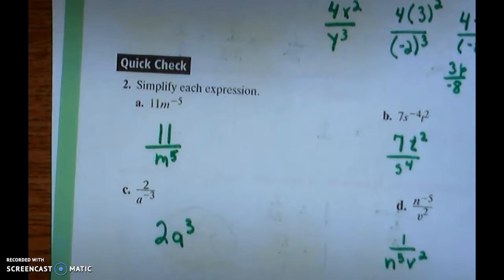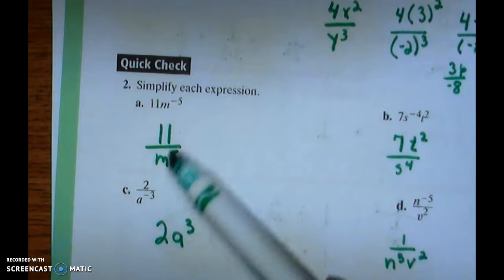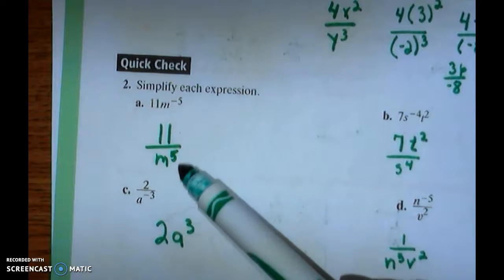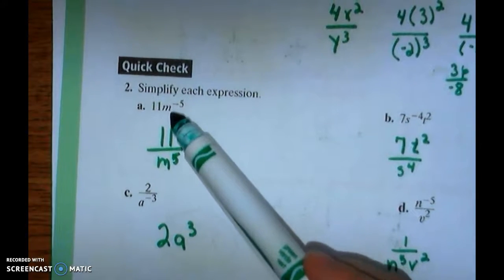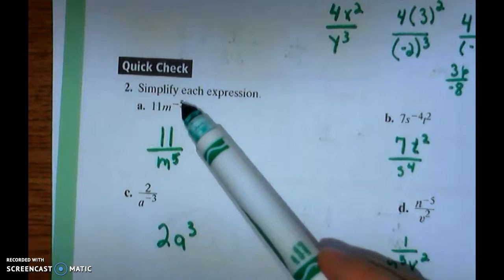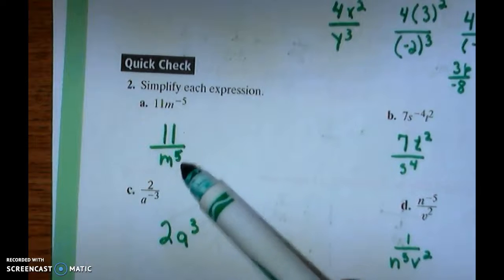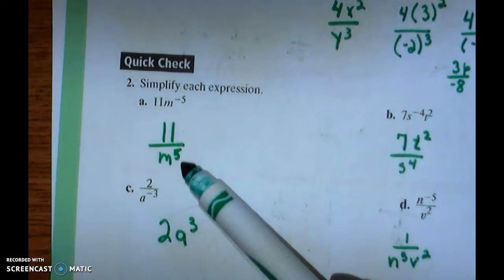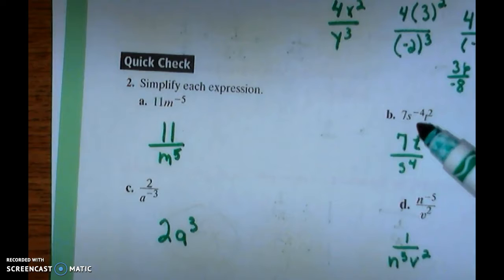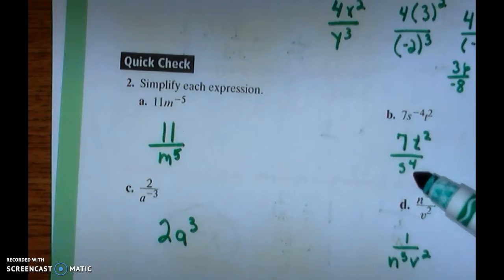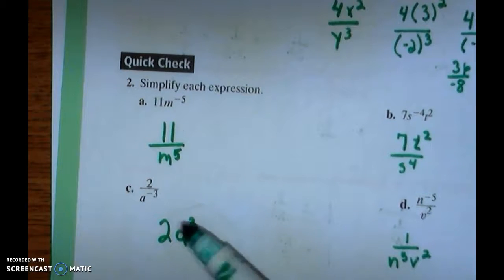Hope you paused the video, tried the quick checks on your own. Let's look at the results here. A is going to be 11 over m to the 5th. Again, only the m is taken to the negative 5th power, so only the m to the 5th comes down. Notice the negative exponent is now gone, and it's a positive. The same with s to the negative 4. That's going to come down into the denominator, and everything else is going to remain because only s was taken to the negative 4th power.